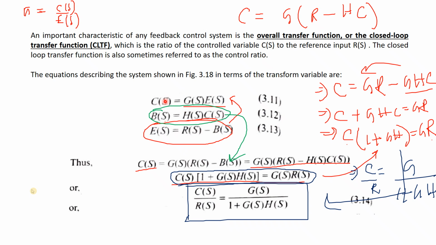Okay. So first, the way you have to proceed is that you have to take these three equations first. The first one is the forward path transfer function G(s), which you write in the form of C(s). Then the feedback path transfer function H(s), which is B(s) by C(s). You will write the equation in terms of B(s). The error signal E(s) is equal to R(s) minus B(s). You have these three equations.